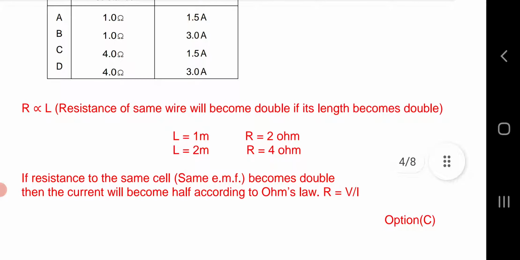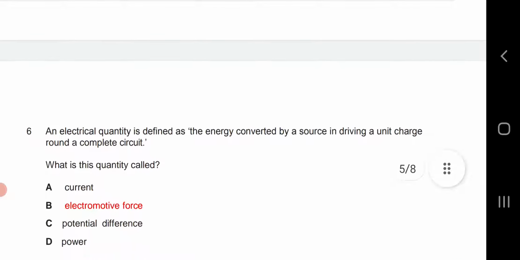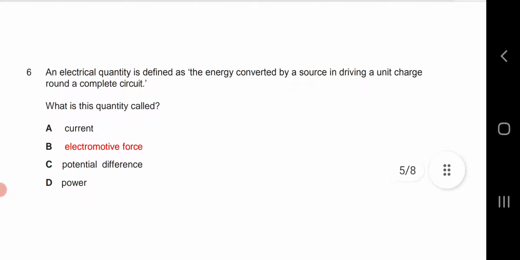Okay, next question. Question number 6. An electrical quantity is defined as the energy converted by a source in driving a unit charge around a complete circuit. What is this quantity called? That quantity is electromotive force.